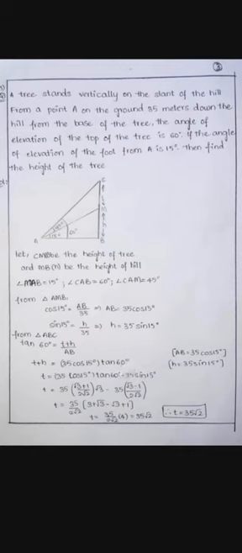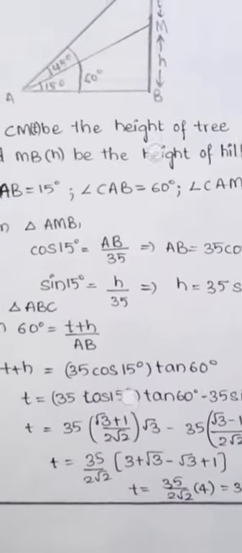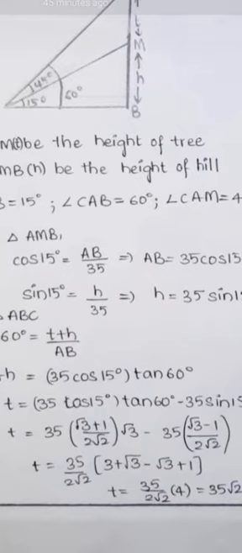Now here we are going to substitute two values, the cos 15 degrees value and the sine 15 degrees value. Cos 15 degrees is equal to what now? Root 3 plus 1 by 2 root 2. Sine 15 degrees value is what now? Root 3 minus 1 by 2 root 2. So these values are substituted in this equation, and what would we get? T is equal to 35 into root 3 plus 1 by 2 root 2 into tan 60 degrees, which is root 3, minus 35 into sine 15 degrees, which is root 3 minus 1 by 2 root 2. Okay, so this equation we got now.